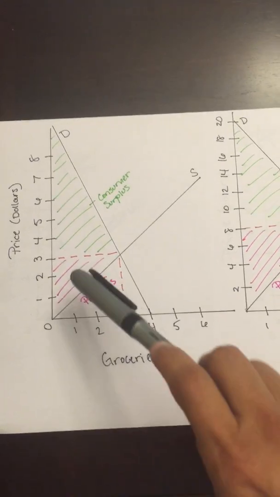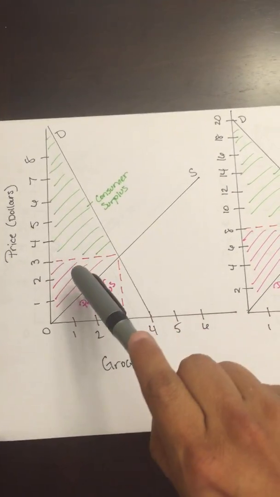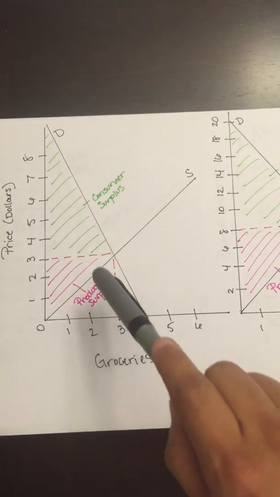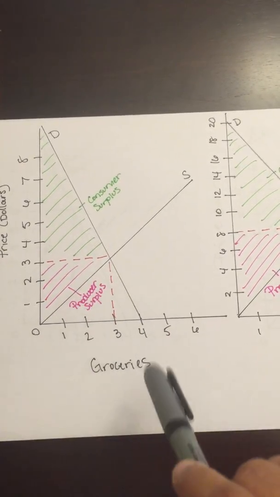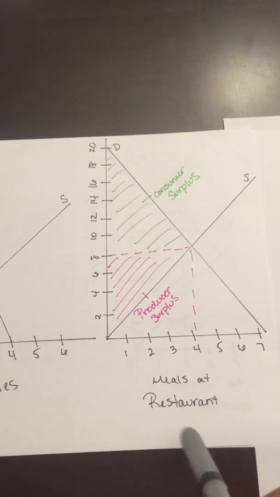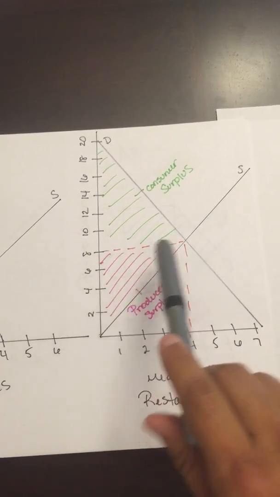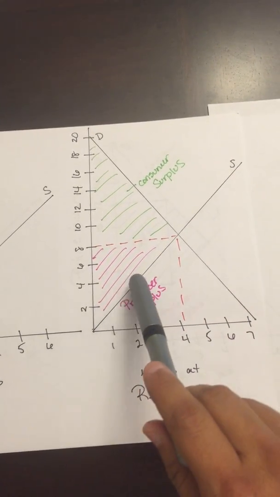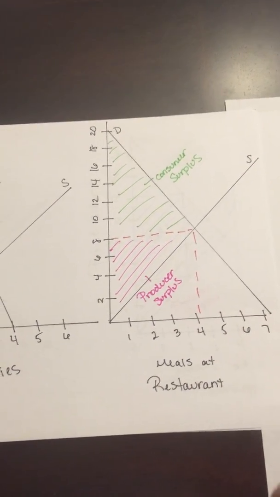You'll see the consumer surplus here and a producer surplus here, with an equilibrium price being at $3. For meals at restaurants, we're looking at an equilibrium price of $8, and you can see the consumer surplus here and the producer surplus here.